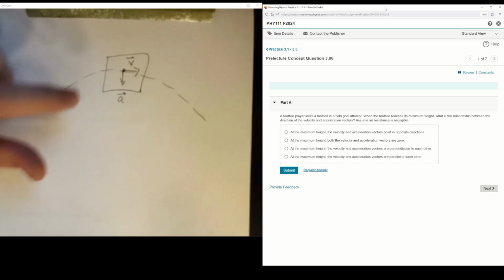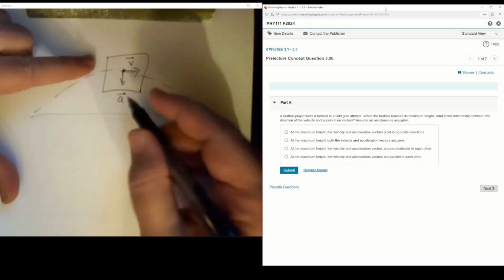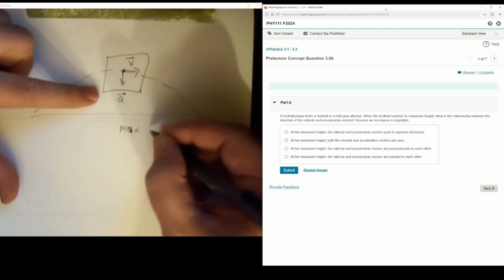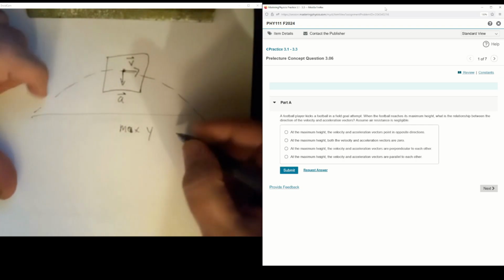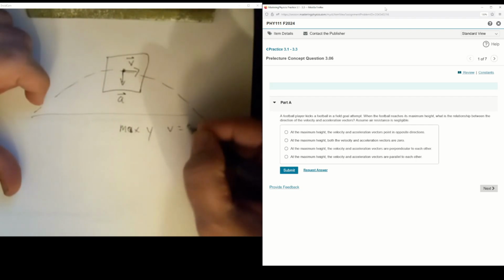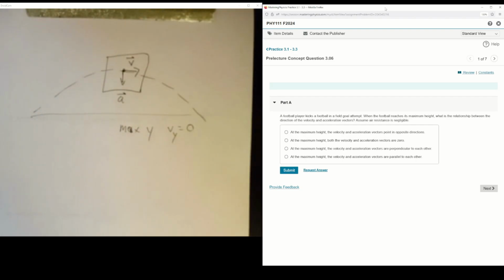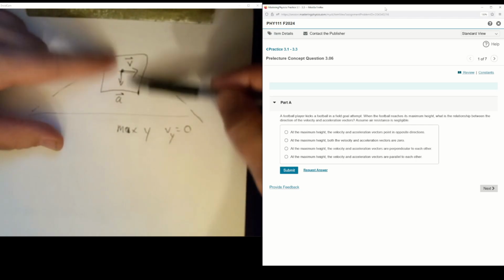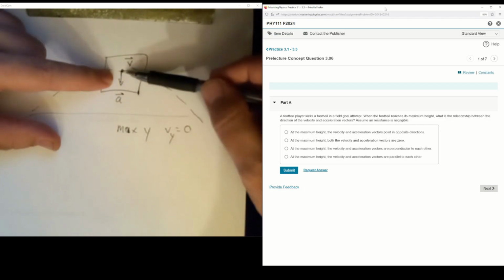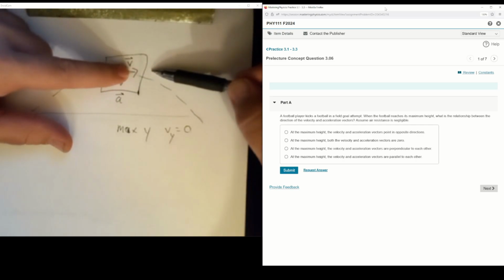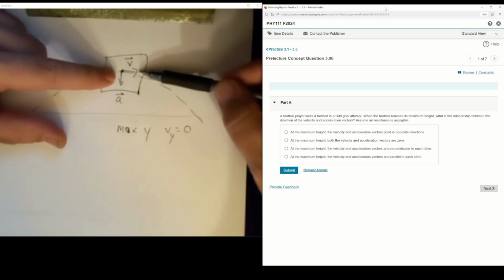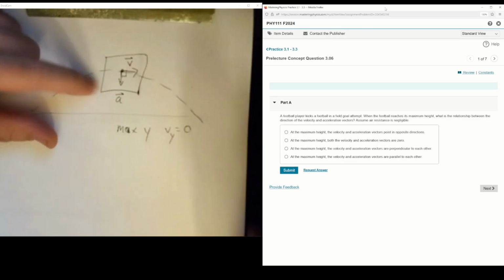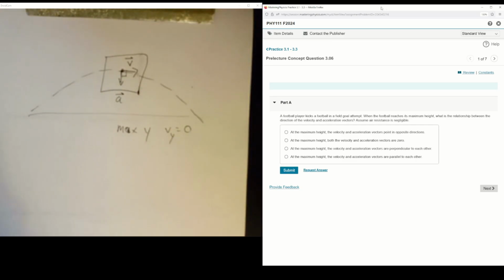Remember, max height. Our max y is when our velocity is 0 in the y direction. So at the top of the height, there's no velocity going up or down. The velocity is entirely to the right, and any acceleration due to gravity is straight down, so we have a 90-degree angle there. And that's probably what they're looking for.